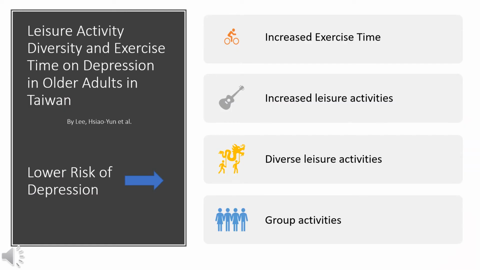The benefit of participating in leisure activities in later life is supported by research. A meta-analysis by Dr. Hsiao-Yun was published in the International Journal of Environmental Research and Public Health in April 2018. The research focused on how engaging in diverse leisure activities and exercise time impacts levels of depression in older adults living in Taiwan. They found that participating in diverse leisure activities and a longer exercise time decreased older adults' risk of depression. Additionally, they found that activities done in groups are the most beneficial.